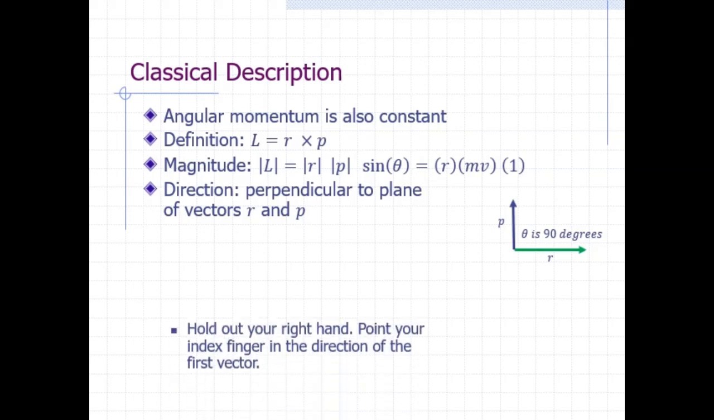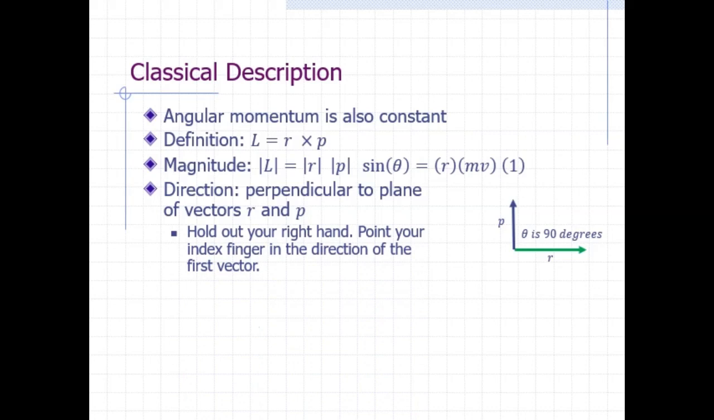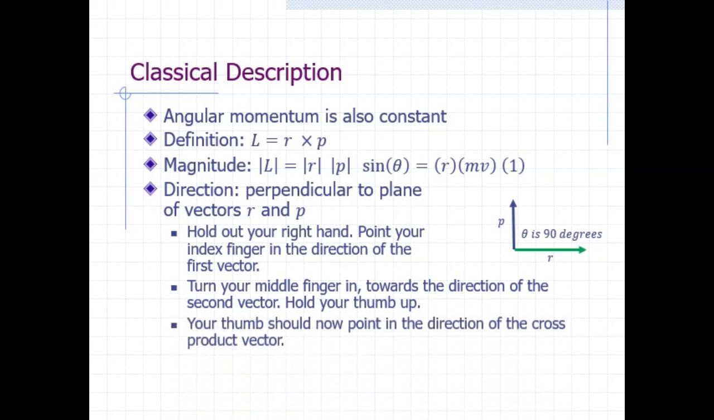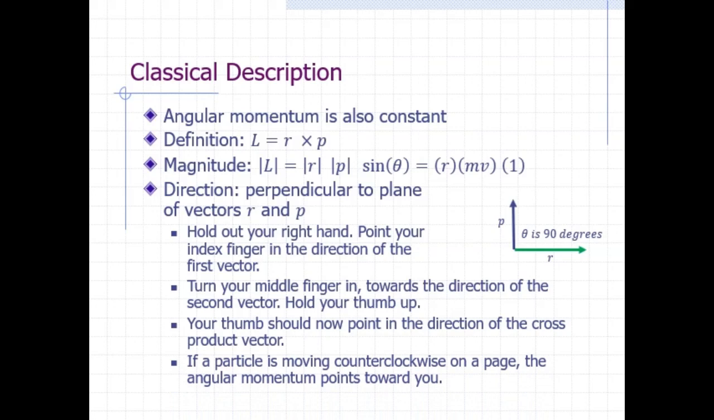Hold out your right hand and point your index finger in the direction of the first vector. Turn your middle finger in, towards the direction of the second vector, and hold your thumb up. Your thumb should now be pointing toward the direction of the cross product. The directions of vectors r and p, as drawn on this page, would imply an angular momentum vector pointing toward you. In general, if you're looking at a page, counterclockwise motion on that page would mean an angular momentum pointing toward you. And clockwise motion would mean an angular momentum pointing away from you.